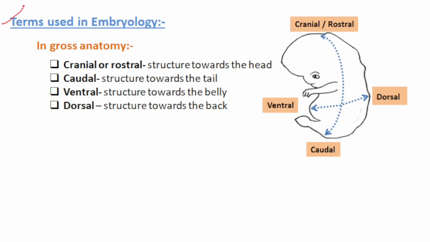Then there are mainly four terms used in embryology and gross anatomy. First, cranial or rostral, the structure that is present towards the head. Caudal, the structure that is present towards the tail. Ventral, structure towards the belly. Dorsal, structure towards the back. You see in this picture that the structure towards the head is called cranial or rostral, towards the tail is called caudal, towards the belly is called ventral, and towards the back is called dorsal.